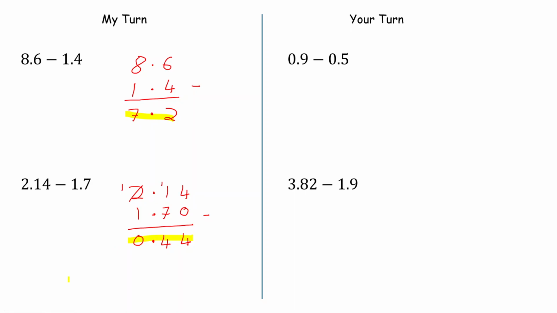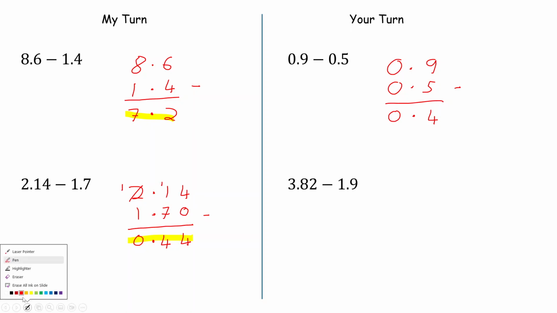Good. You can now try the two your turns up there, and let's give these a look. You can pause the video and fast forward to see your answers. The first one, we've got 0.9, and we're taking away 0.5. 9 take away 5 gives you 4. You've then got your points to bring down. 0 take away 0 is just going to give you 0. So 0.4 is simply your answer.